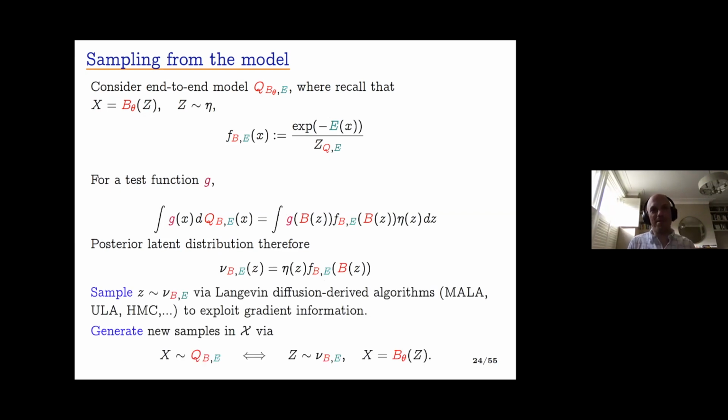So to sample from this posterior, you just use your favorite Langevin diffusion derived algorithm, MALA, Euler, HMC, which exploits the gradient of the model. And this is going to give you samples in the latent space of the generator according to the posterior of our end-to-end model. So these are going to be samples in the latent space that will incorporate the information from E, which is our energy function. And then to generate from our model, we just take those samples from the posterior, we pass them through B, and that gives us our samples.